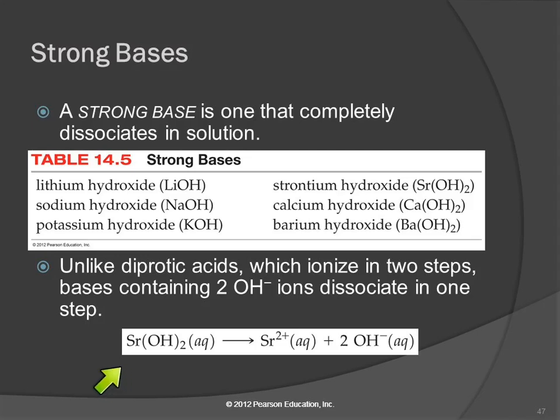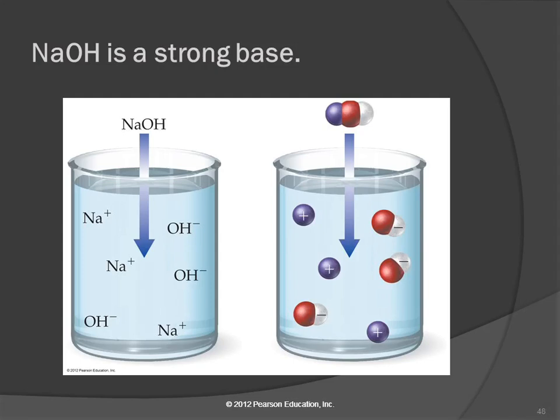So we don't talk about diprotic or anything, but some of these have 2 hydroxide ions. So when strontium hydroxide ionizes, it forms 1 strontium ion and 2 hydroxide ions, right? So it's twice as many. If we look at sodium hydroxide, you put it in water, it comes apart completely into ions. You don't see any NaOH that's together. Same thing with the picture there.